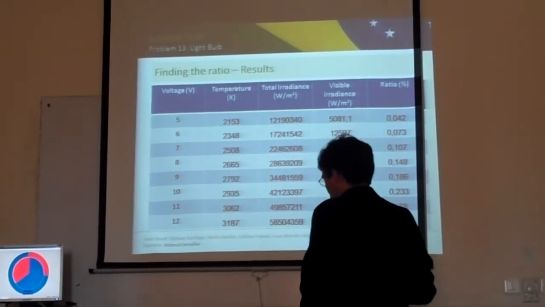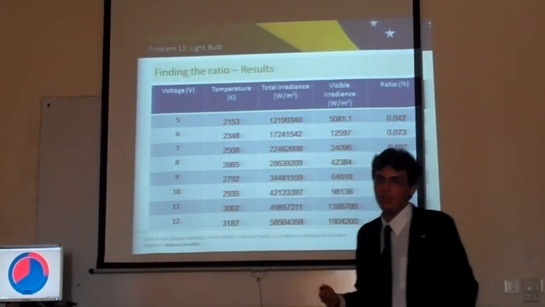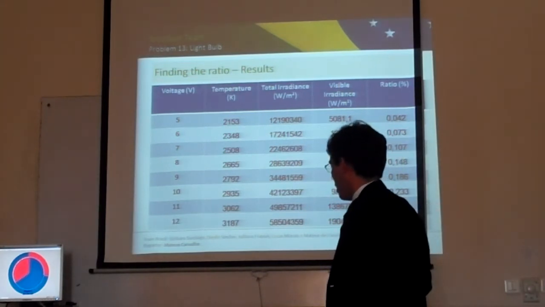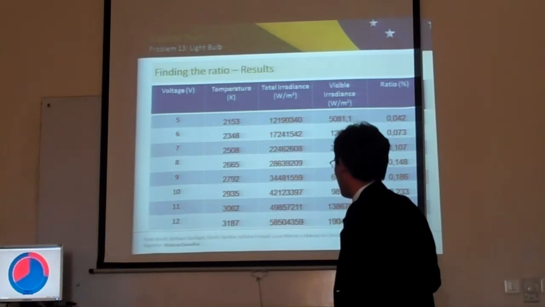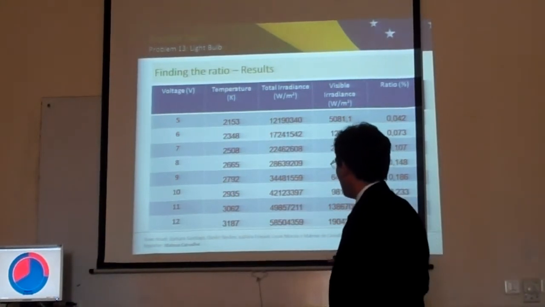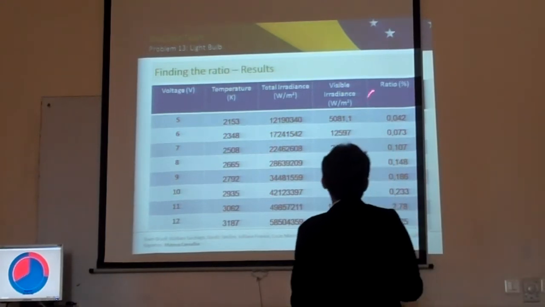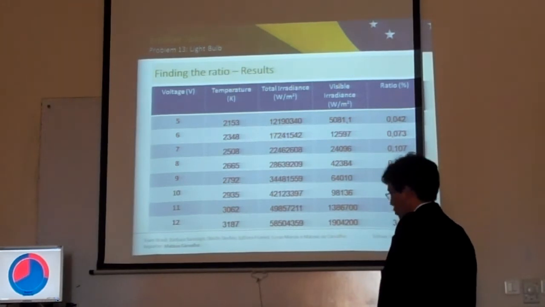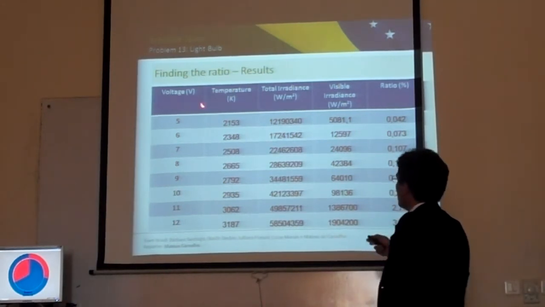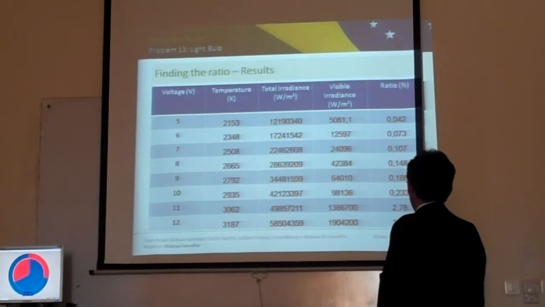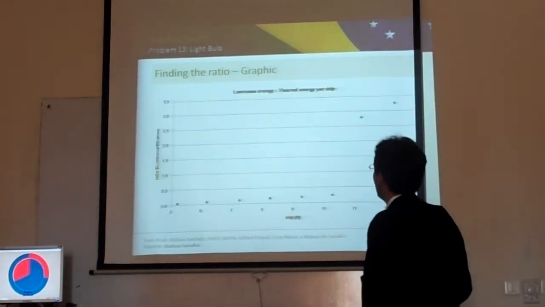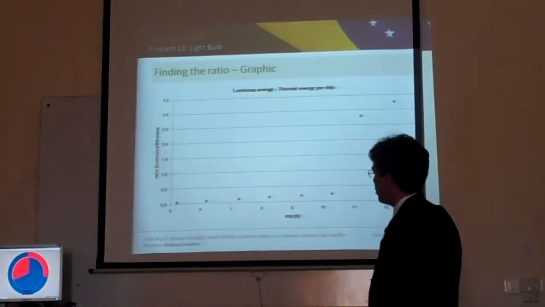As you say, the bulb only behaves as a black body when it is submitted to 5 volts or more. You only check the results for 5 or more volts. Here you have our results, and you see the ratio varying with the voltage. You see that our max ratio is 3.25. It's a graphic.